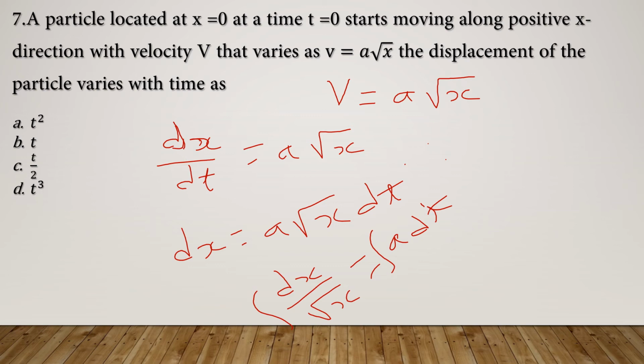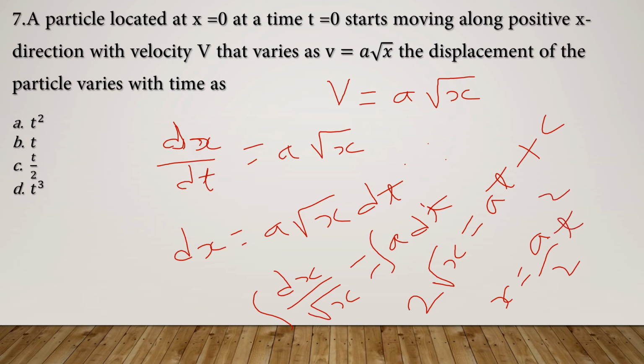Integration of 1 upon root x is 2 times root x, so 2 times root x is equal to a into integration of dt, which is a into t plus c, where c is the constant of integration. Now in order to get the value of c, we will have to use the known conditions. At x is equal to 0, t is equal to 0. So if we substitute these two, we get c as 0, and therefore root x is equal to a by 2 into t, or x is equal to a by 2 into t square.